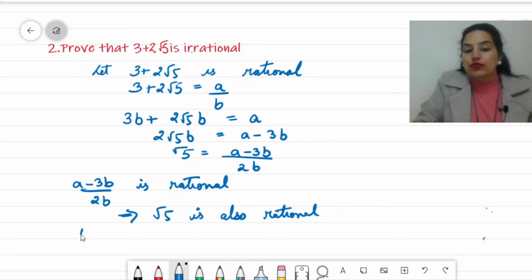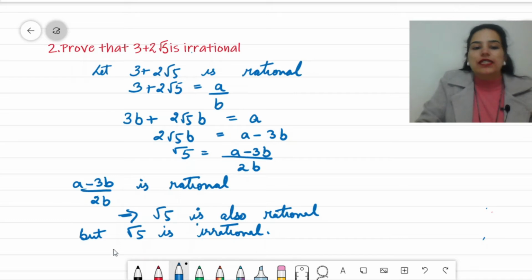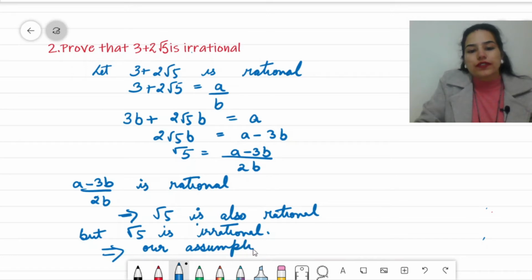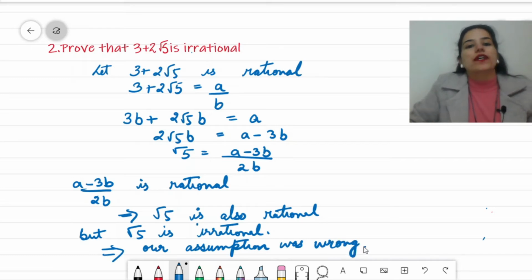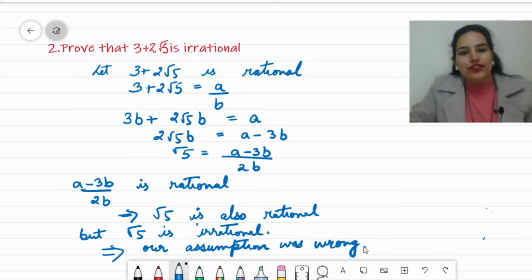But which is not true. But root 5 we just proved is irrational. How can a rational number be equal to an irrational number? This implies that our assumption was wrong, and the given number, 3 plus 2 root 5, is actually irrational and not rational.